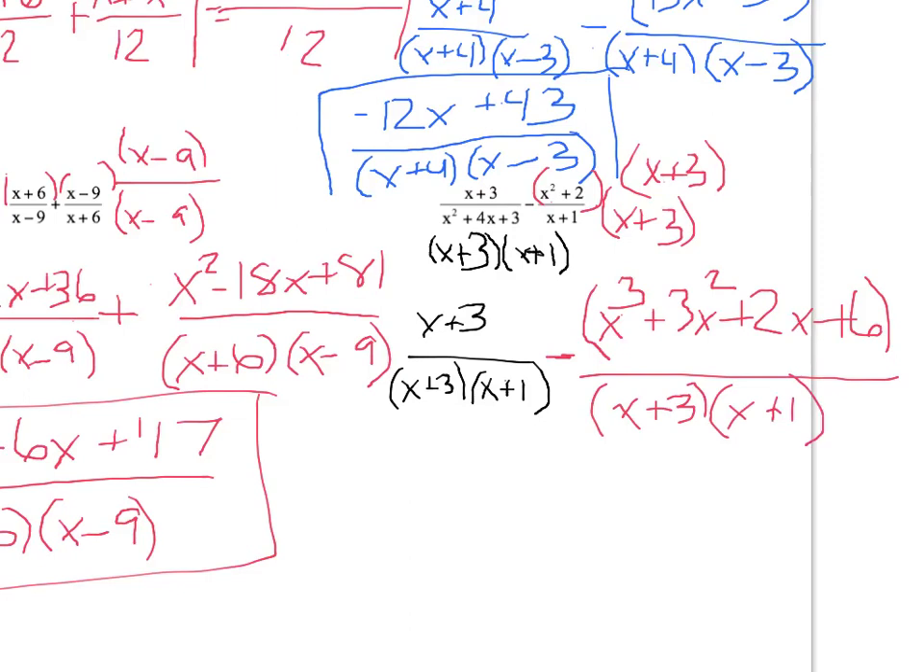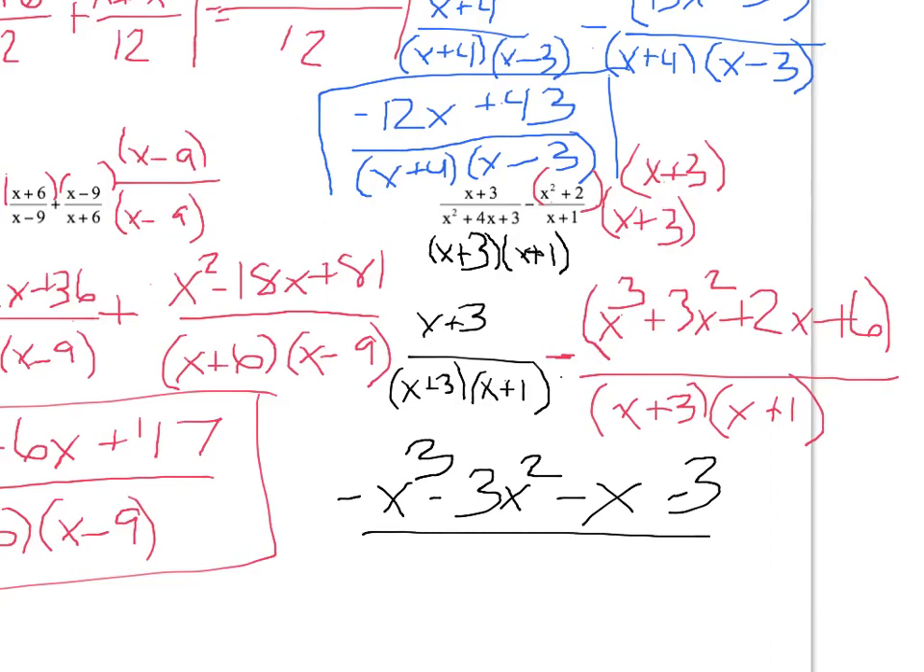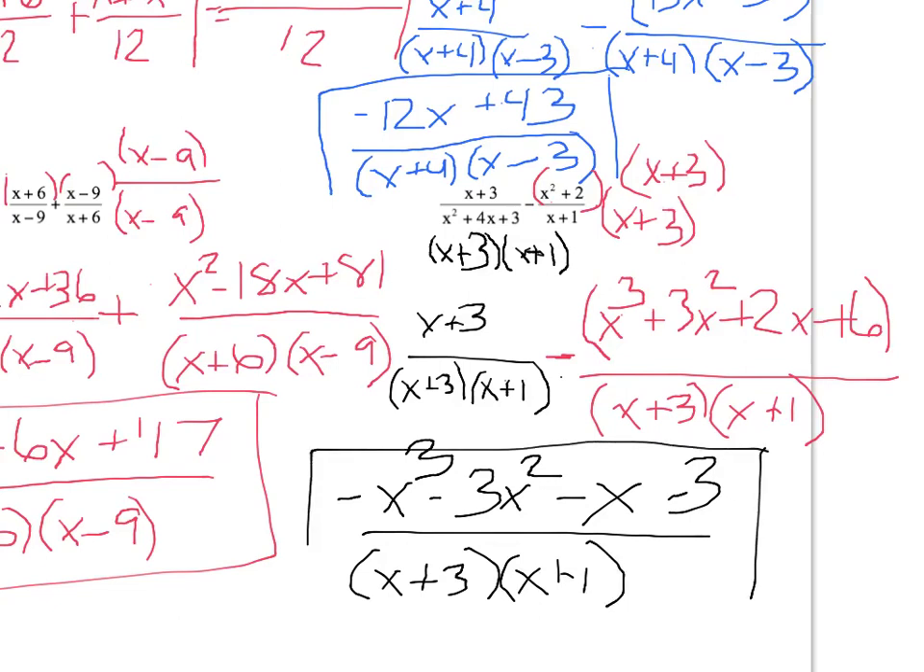Now that my denominators are the same, I can combine my numerators. Highest power to lowest power. My highest power is cubed, but I have a minus x cubed, so it'll be negative x cubed. My next highest is squared, and again it's going to be a negative 3x squared. Sorry, that is my mistake there, because it's subtraction in between. So it's x minus 2x is negative x. And then 3 minus 6 is negative 3 over x plus 3 times x plus 1. And that's going to be our final answer there. And we will work on other problems tomorrow in class.